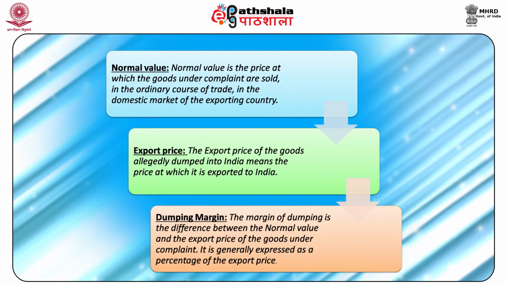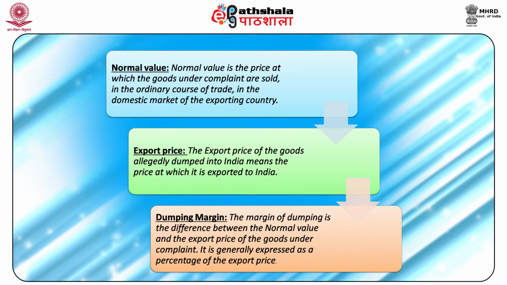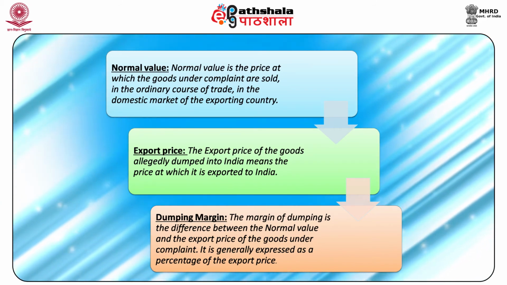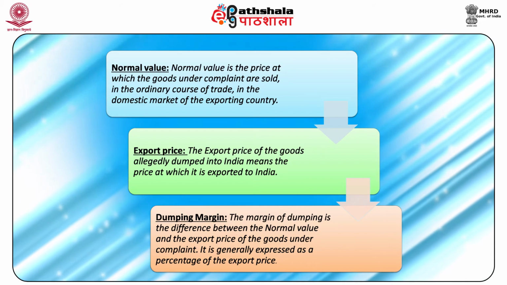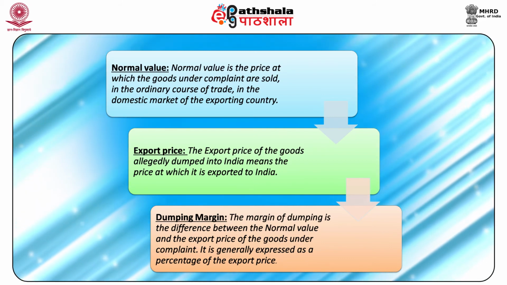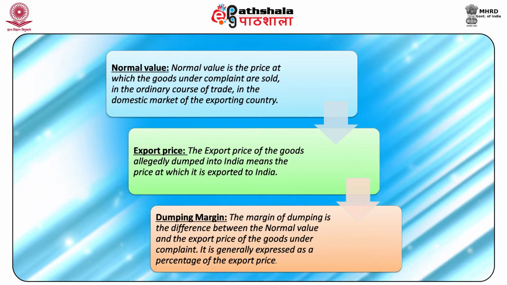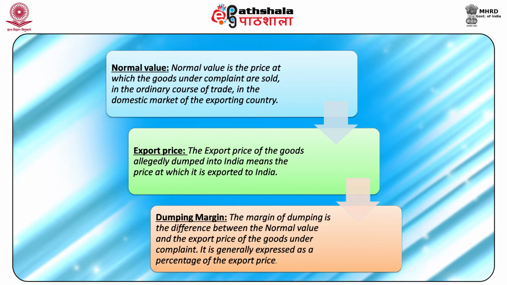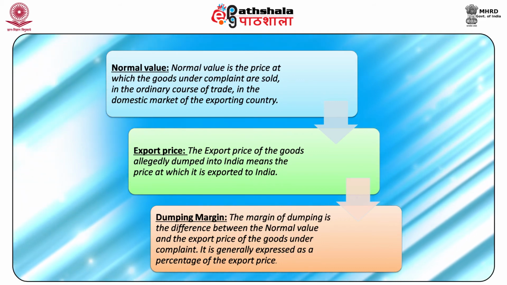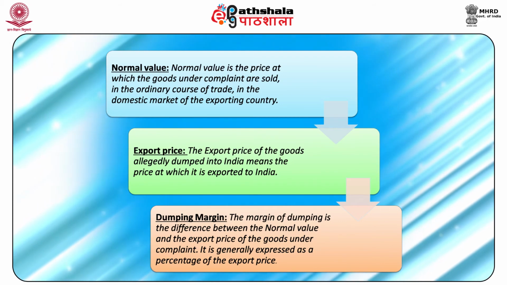Normal value. Normal value is the price at which the goods under complaint are sold in the ordinary course of trade in the domestic market of the exporting country. Export price. The export price of goods allegedly dumped into India means the price at which it is exported to India. Next is dumping margin. The margin of dumping is the difference between the normal value and the export price of goods under complaint. It is generally expressed as a percentage of the export price.